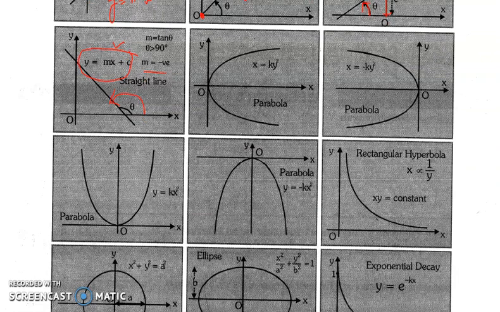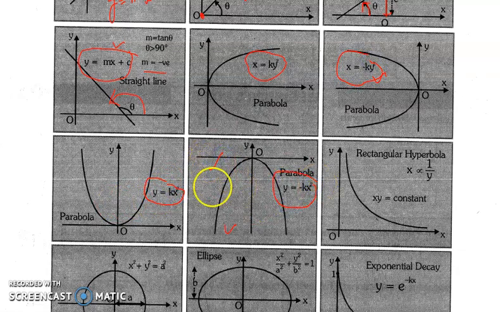This parabola that you can see in this graph is the open rightwards parabola, since it is opening towards the right. And this one is the open leftwards parabola. This is the open upwards parabola, and this is the open downwards parabola. So the parabola is of four types, and the respective equations are also given. This is x is equal to ky square, x is equal to minus ky square, y is equal to kx square, and y is equal to minus kx square.